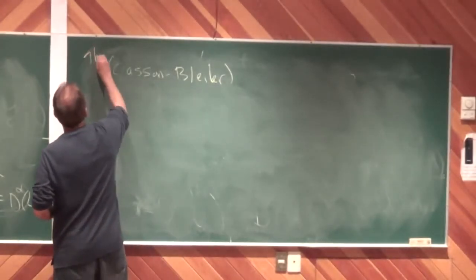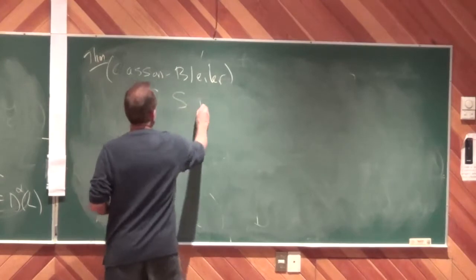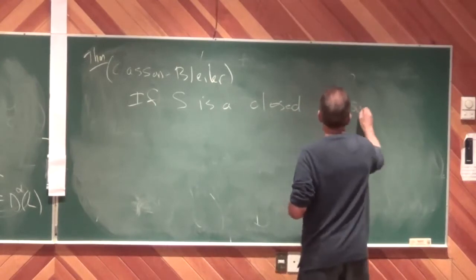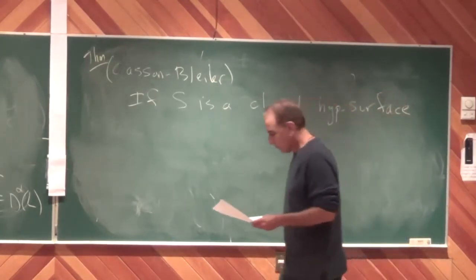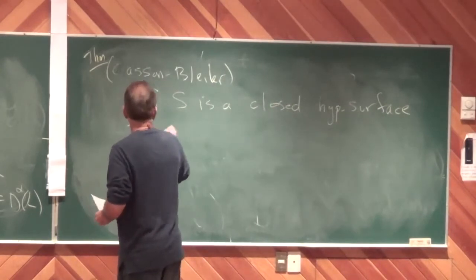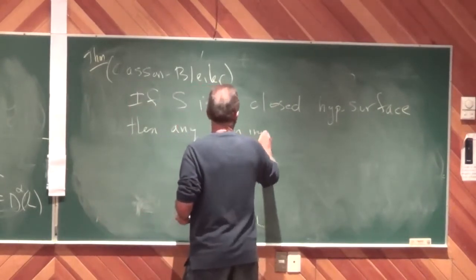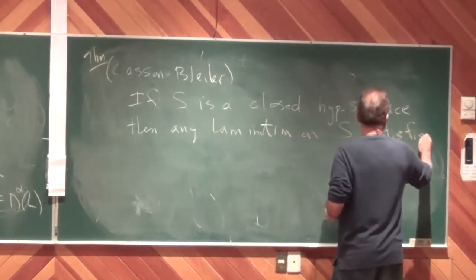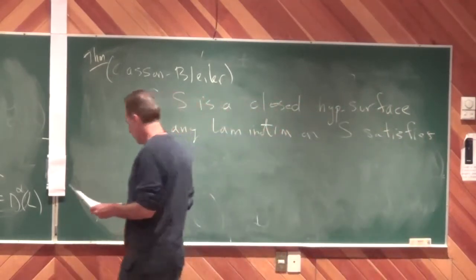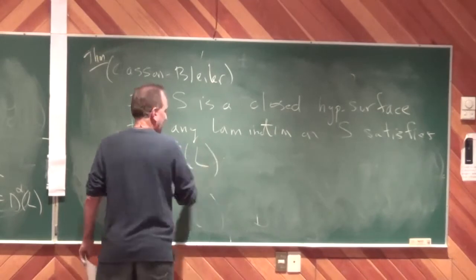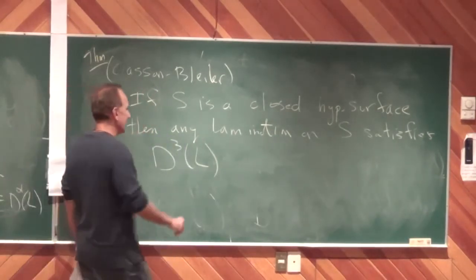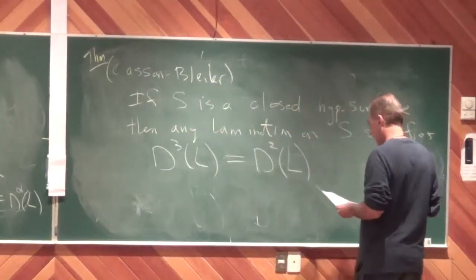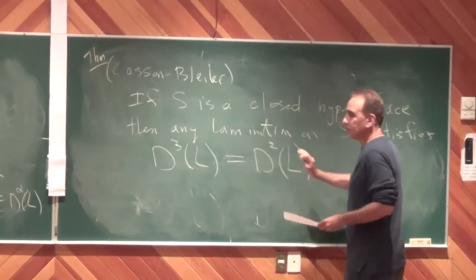So they have this theorem. If S is a closed hyperbolic surface, then any lamination on S satisfies: you don't have to go very far, up to the third derivative. Once you get to the third derivative, it equals the second derivative. And in fact, that's in general.